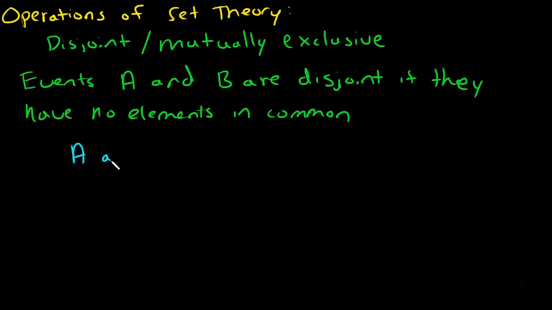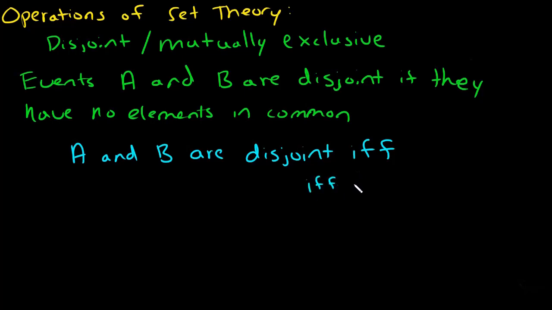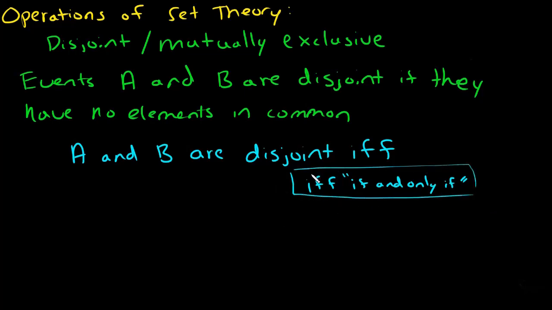I can say A and B are disjoint if and only if. If you don't remember this, IFF is shorthand for if and only if. This is a mathematical shorthand that you will see us use a lot in our discussion of probability theory, so keep it in mind. A and B are disjoint if and only if A intersection B is the empty set.